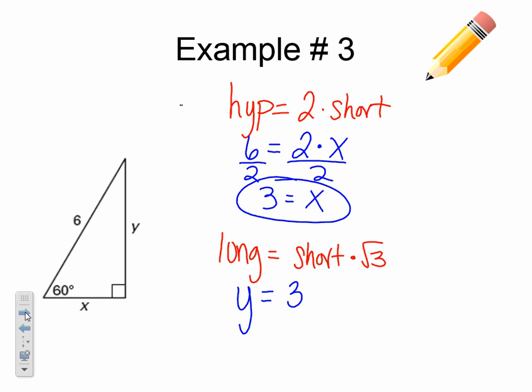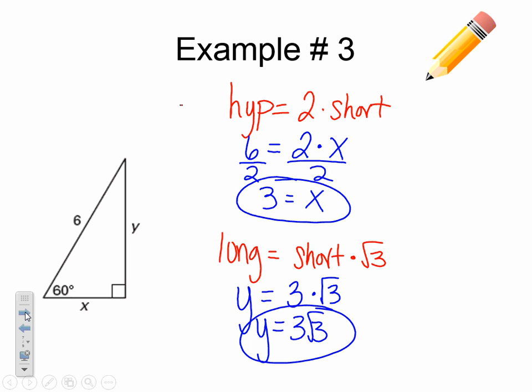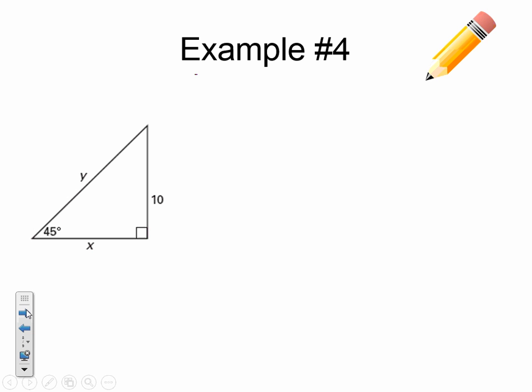And I'm going to drop down the rest of the formula here. So y equals 3 times the square root of 3. So y would become 3 square roots of 3. Okay, x value and y value. Now let's take a look at our 45, 45, 90. 2 examples of 45, 45, 90, and then we're done here.